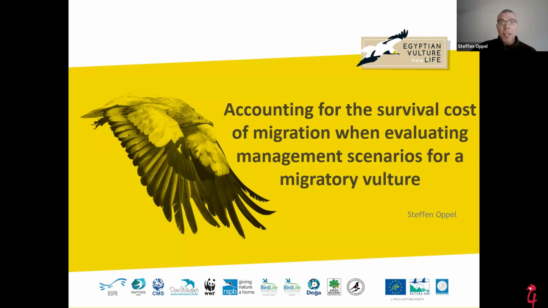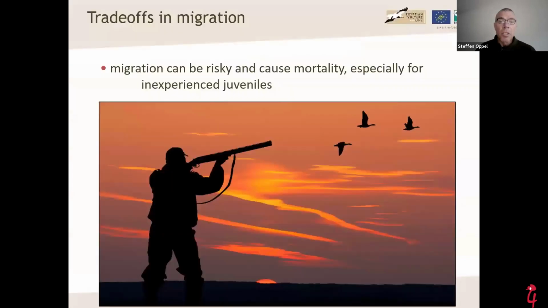So to start off, let's remind ourselves how important migration is and what trade-offs there exist in migration. When birds migrate from one continent to another, they need to travel over unknown terrain, and these journeys can be very risky and lead to lots of mortality, especially for inexperienced juveniles who do this for the first time. They fly over unfamiliar terrain, they need to find food, they need to find places where to rest, and naturally this causes quite a lot of mortality.